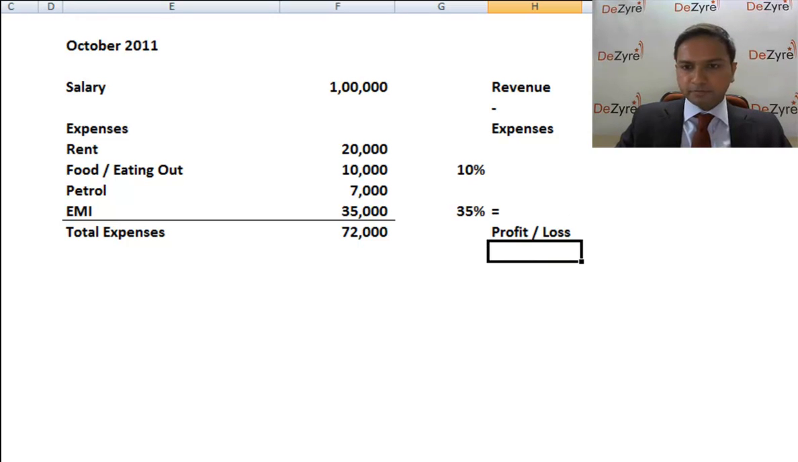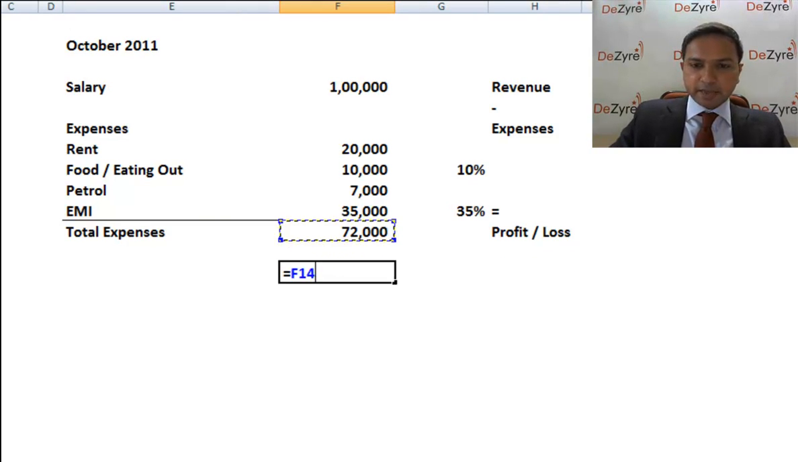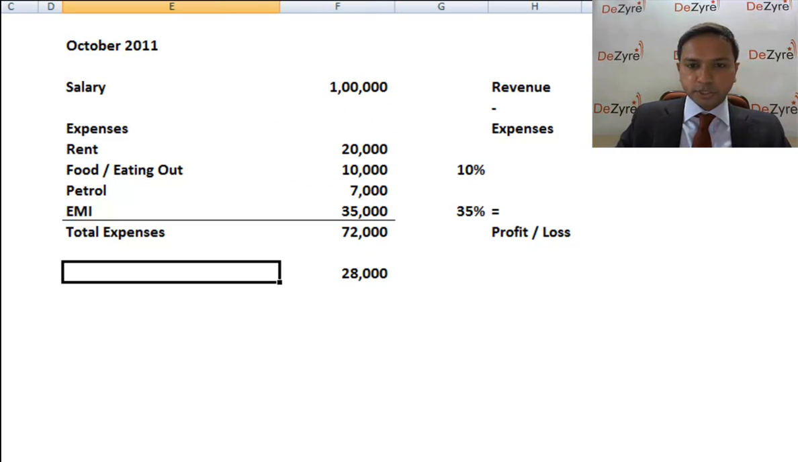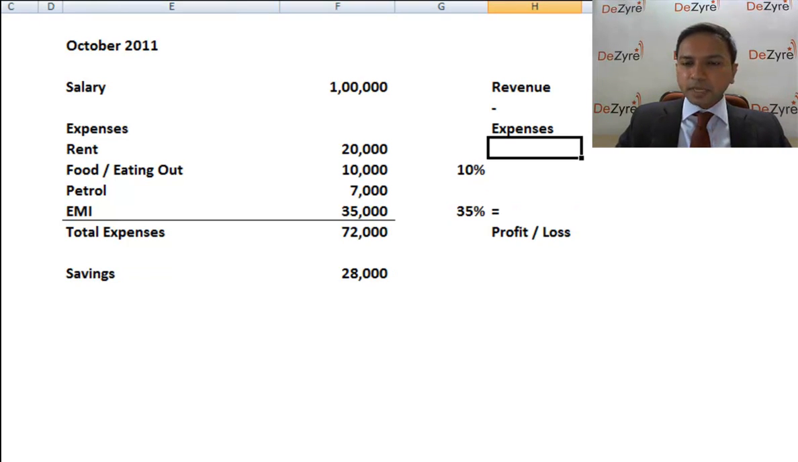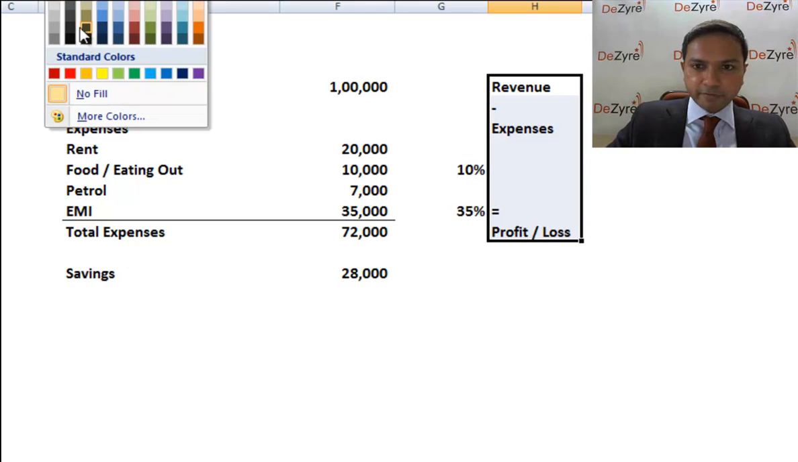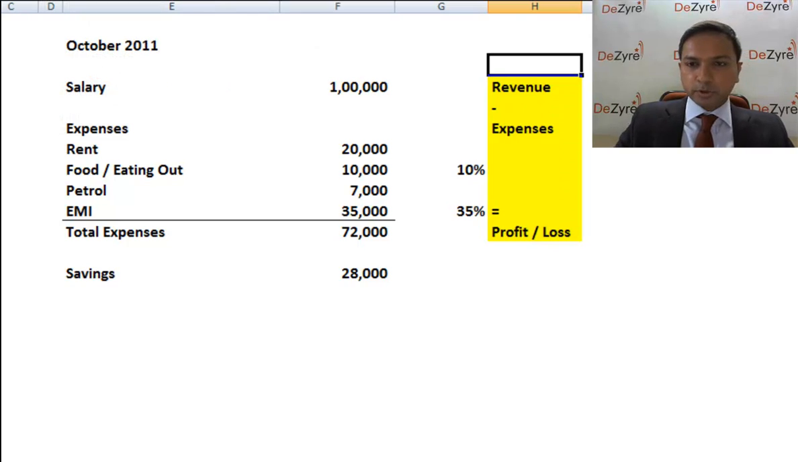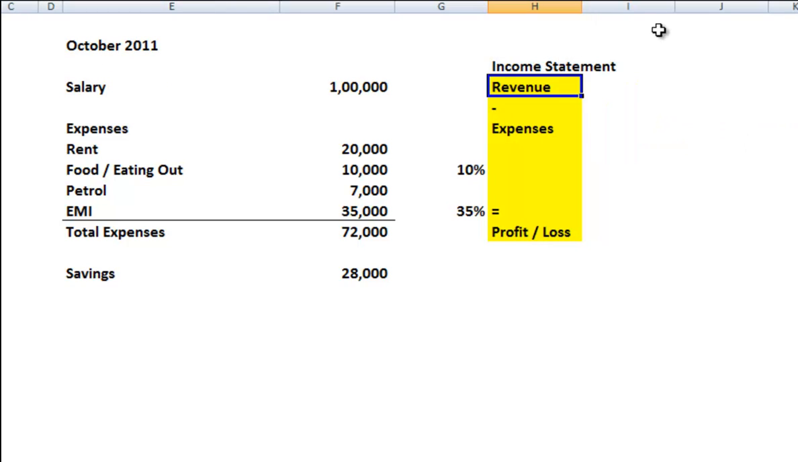So you've been a well-planned spender, so you don't have a loss. You're actually saving. You're actually saving 1 lakh minus 72,000, which is 28,000. So you're actually saving money. You don't need a loan to go by. And essentially right there, that is your basic income statement. Revenue minus expenses is equal to profit or a loss is your basic income statement right there.